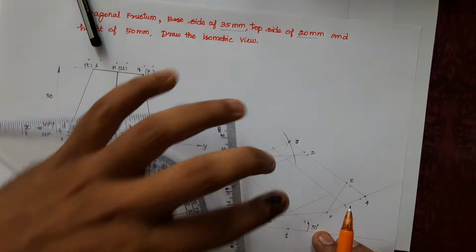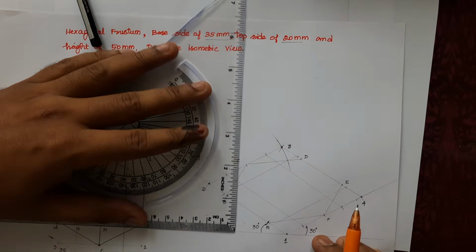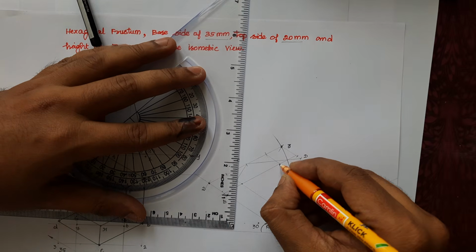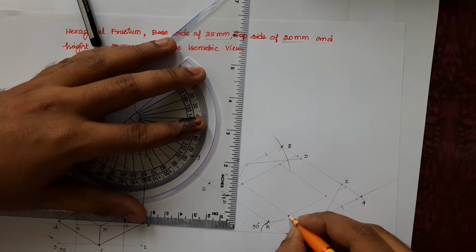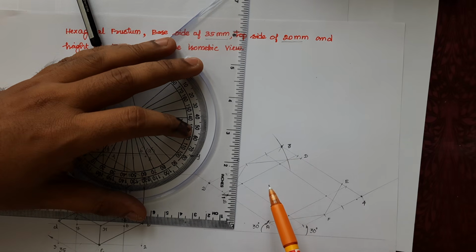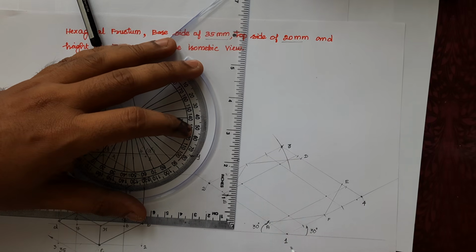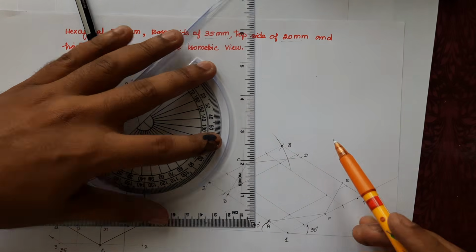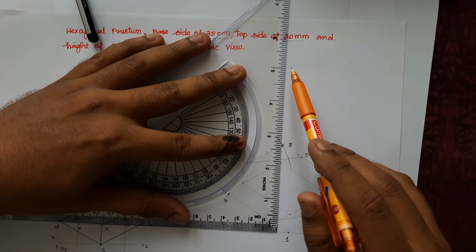So for that, take your L scale and draw a vertical line. These are the 4 points of the rectangle. So actually the 20 mm hexagon is not at the base, it is 50 mm above. So we need to draw a 50 mm line from all the points.